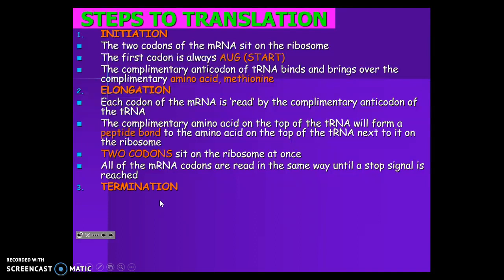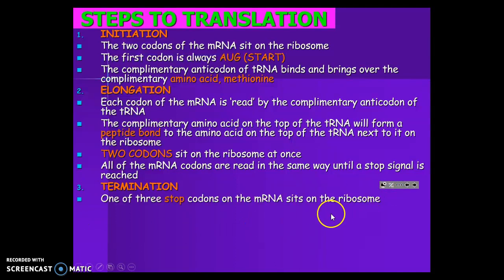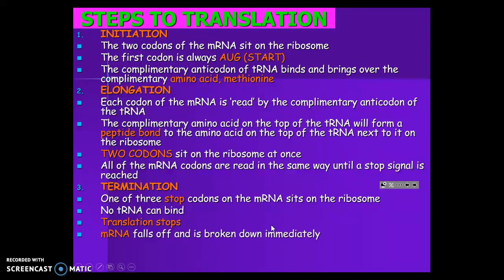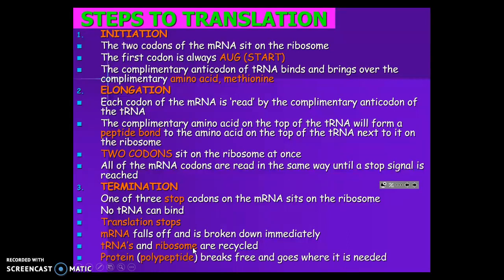When the stop signal is reached, the termination portion of translation has begun. In this step, one of the 3 stop codons of the mRNA sits on the ribosome. No tRNA can bind to the ribosome at that location, and the translation process stops and is terminated. The mRNA will fall off of the ribosome and will be broken down into its smaller parts, or nucleotides. The tRNAs and the ribosome pieces are recycled. Those tRNA molecules are in the cytoplasm and will get amino acids linked to the top, and the ribosomal unit will go on to another strand of mRNA to go through the process again.